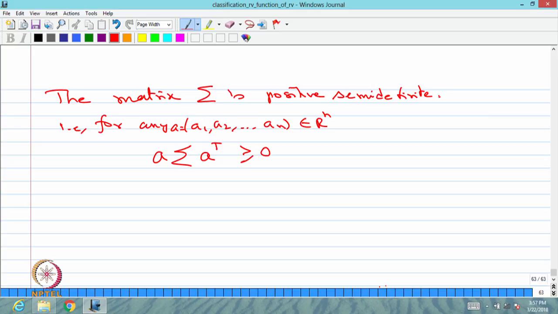The covariance variance matrix of a random vector is always positive semi-definite. We will give one simple example of how to compute the expected value of a random vector and the covariance variance matrix.